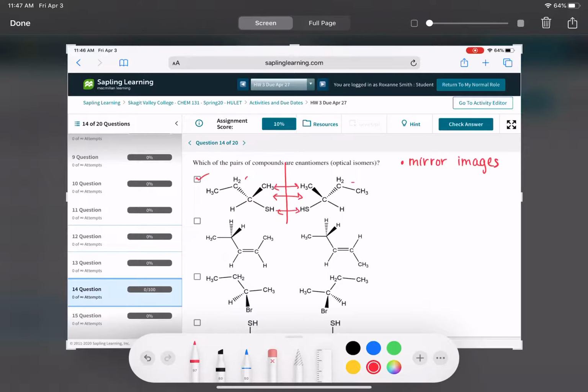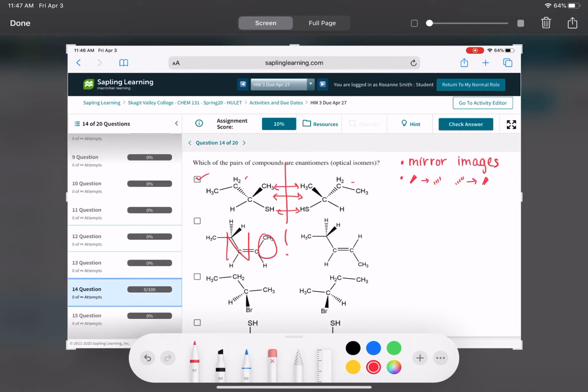The other option is that they are drawn not as mirror images. Everything on the left is still on the left and everything on the right is still on the right, but they've switched the wedge to the dash and the dash to the wedge. So when we look at the second example, we can see that they're not being drawn like mirror images. So then our question is, are they switching the wedge for the dash and the dash for the wedge? Let's look at our wedge and dash situation. Well, those are both hydrogens. That carbon's not even chiral. Those wedges and dashes are not being switched. That's like a trick. This is a no. Those are definitely not enantiomers.